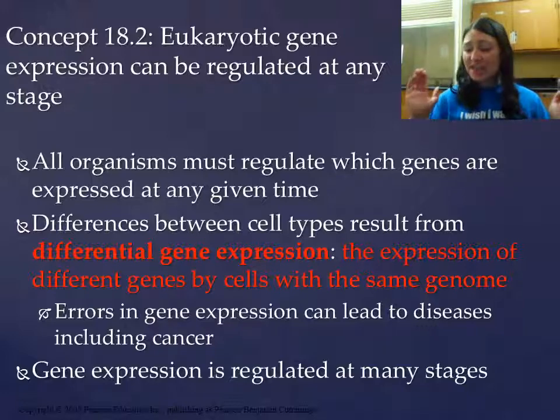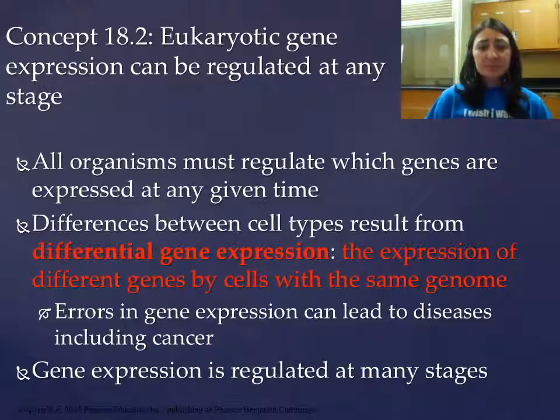So taking that gigantic piece of DNA and picking out the genes that code for what cell type you're going to be and what expression you are going to have. If you have errors in gene expression, this leads to diseases such as cancer, and the more we learn, the more we find that gene expression can be regulated at a bunch of different levels.